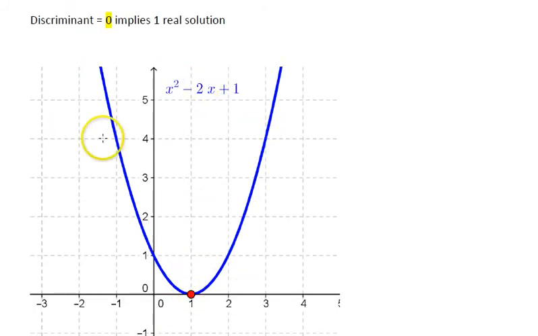Notice that there's only one place where this parabola touches the x-axis. It does not cross, because that would give two solutions.